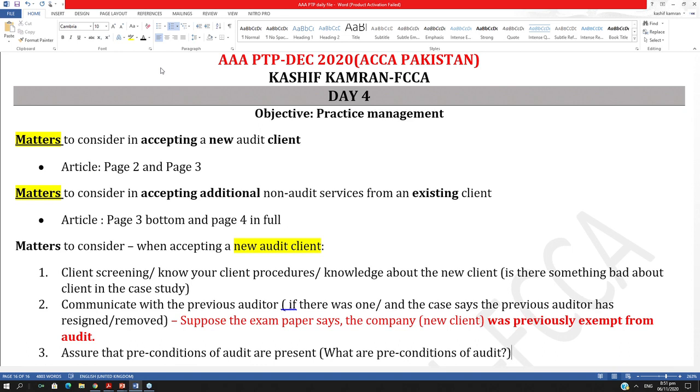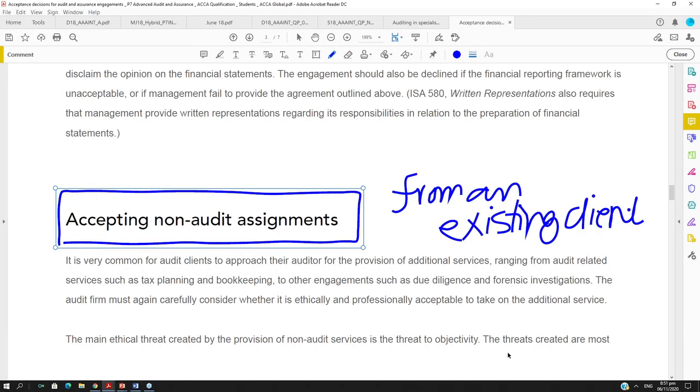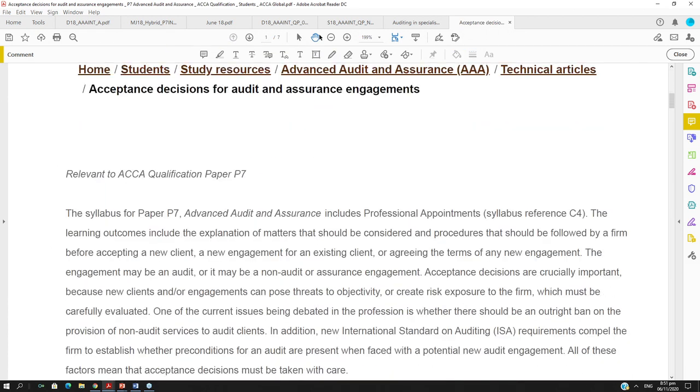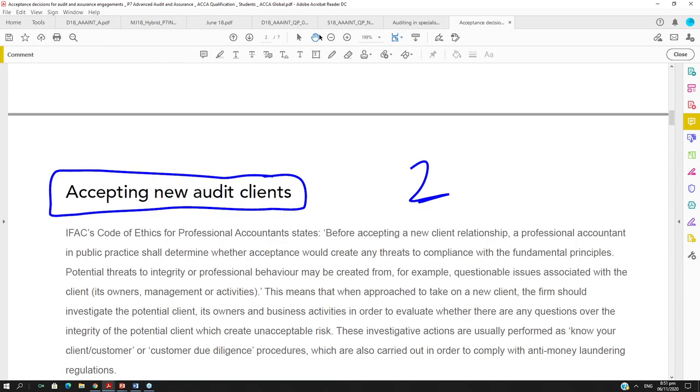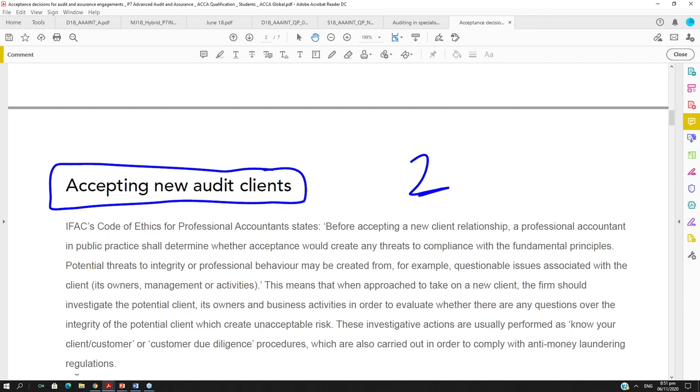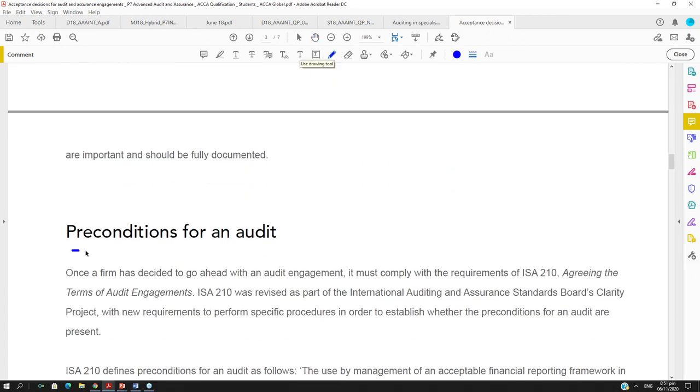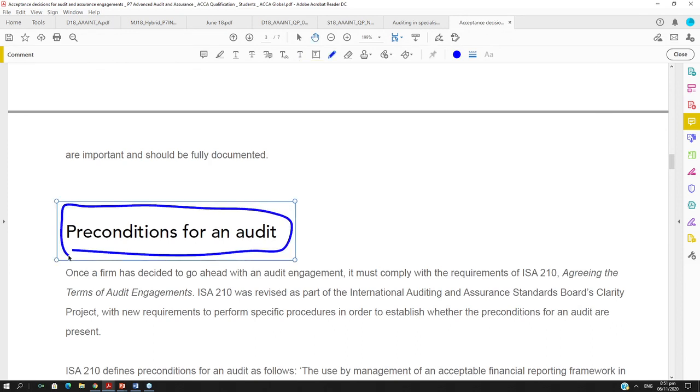Now, when you go back to the article and read it for accepting a new client, look at this article. Can you see the heading on page number 2, accepting a new client, everyone? And when you come on to page number 3, can you see the examiner has written a heading, preconditions of audit? So please read it so that you know what the preconditions of audit are. When you are accepting a new audit client, you need to assure that the preconditions for audit are present. Please read page number 3 carefully. Now, you have done the F8 paper, right? So you know the preconditions.